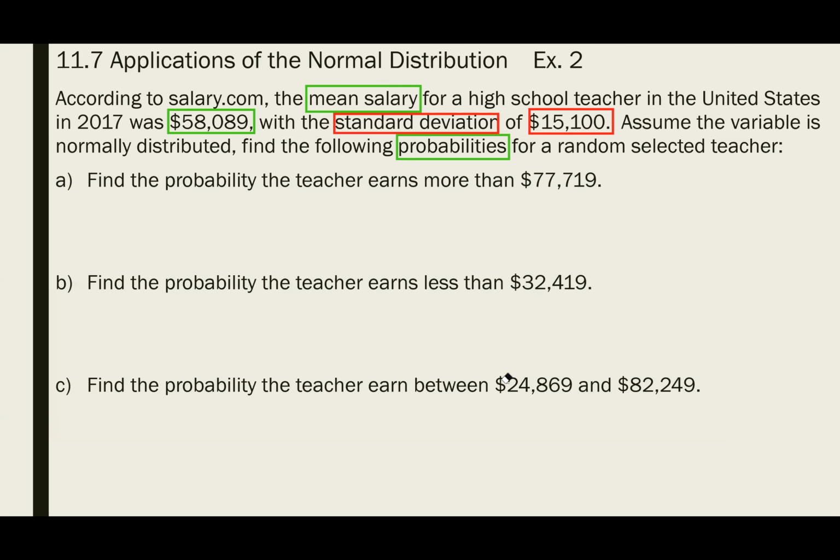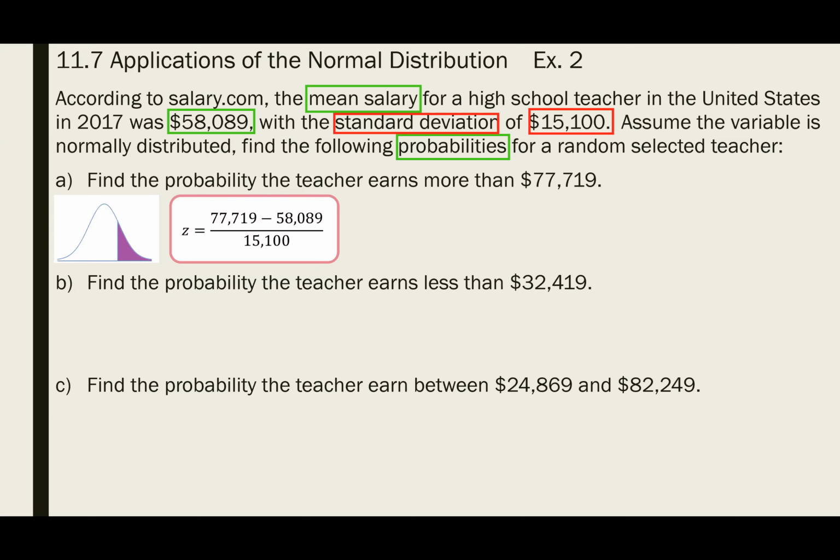Ooh. So now let's take a look at A. They ask you to find the probability that the teacher earned more than 77,719. So what do we do? Well, sketch your item. Do you agree that anything bigger than 77,719 is on the right-hand side? More than means we're looking for the area to the right of 77,719. Before we can find the area, we need to convert to the z-score. We got the data, ladies and gentlemen.